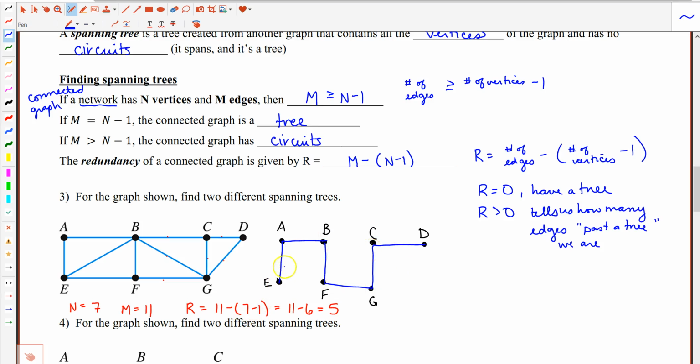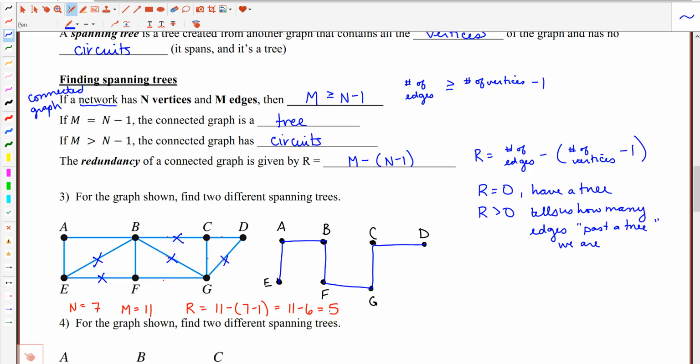Now I want you to notice that there are 1, 2, 3, 4, 5, 6 edges in this graph. I ended up deleting 5 edges. And the ones I ended up deleting in this particular spanning tree were this edge, this edge. Let's see here. I removed this one, the diagonal here, and the diagonal here. 1, 2, 3, 4, 5. Okay, so that's what this redundancy calculation tells us.